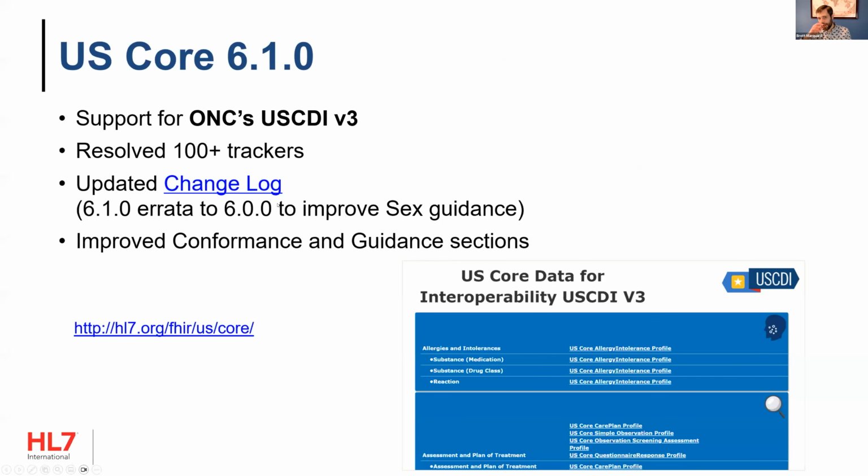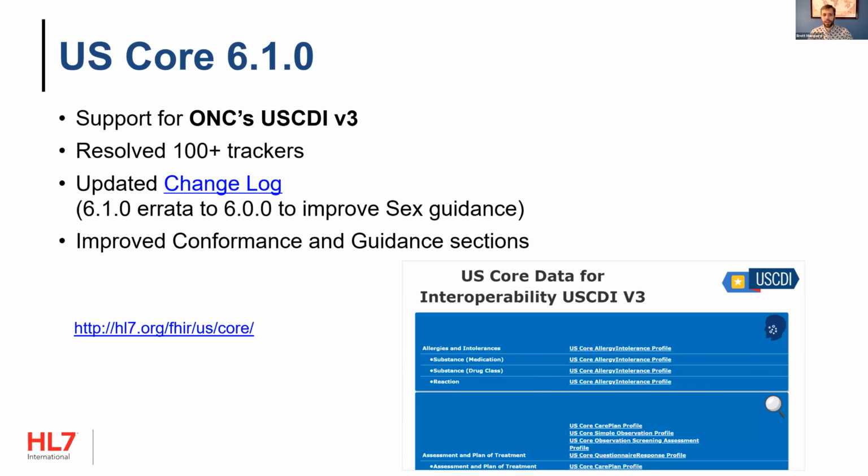Okay, so where are we today? We are actually all the way up to US Core 6.1.0. The process, as mentioned, is reviewing USCDI requirements, developing a guide, and then submitting to ballot. The last ballot received over 100 trackers through the HL7 Jira tracking system.